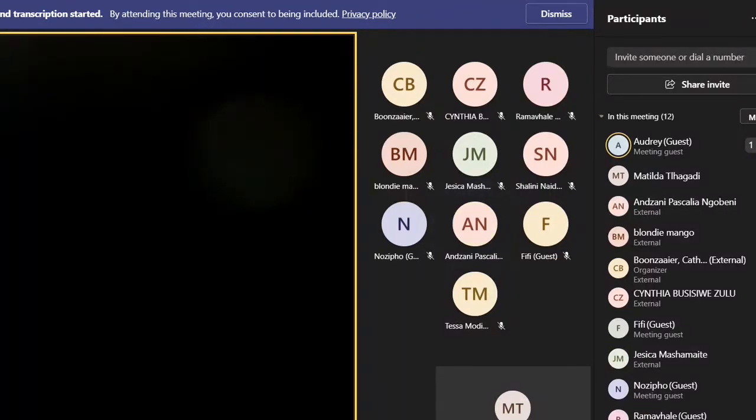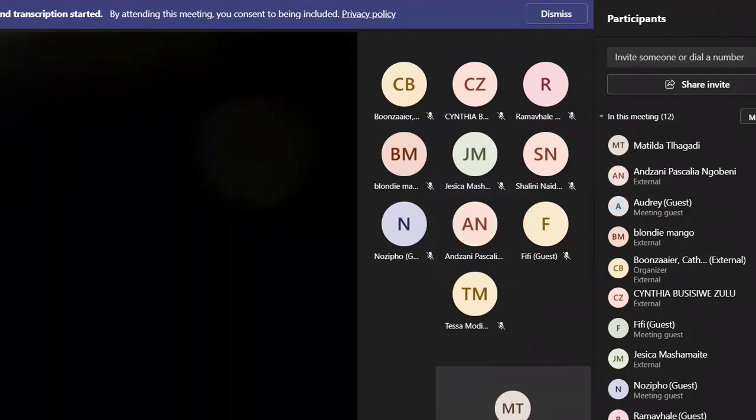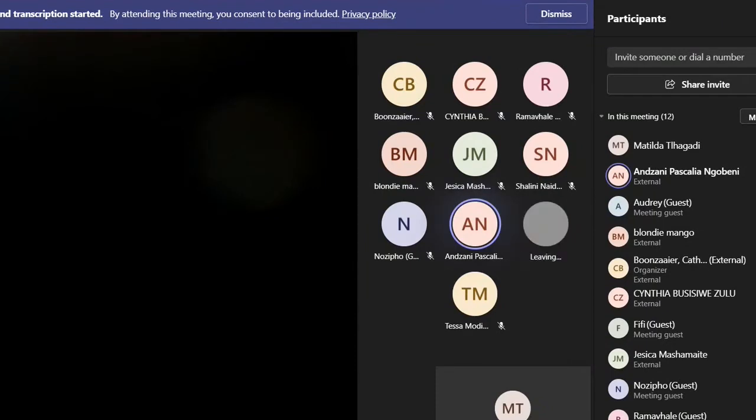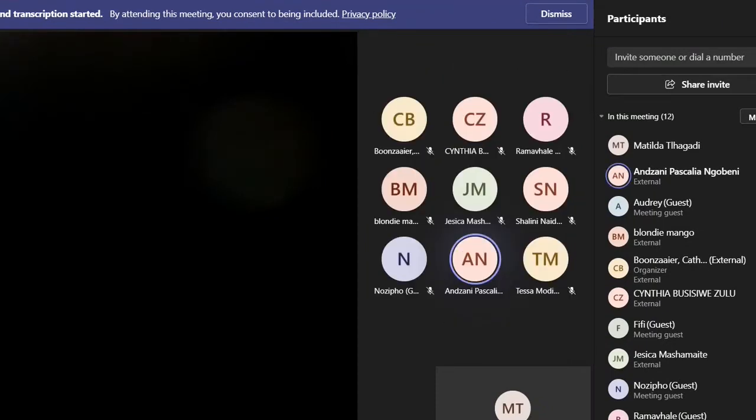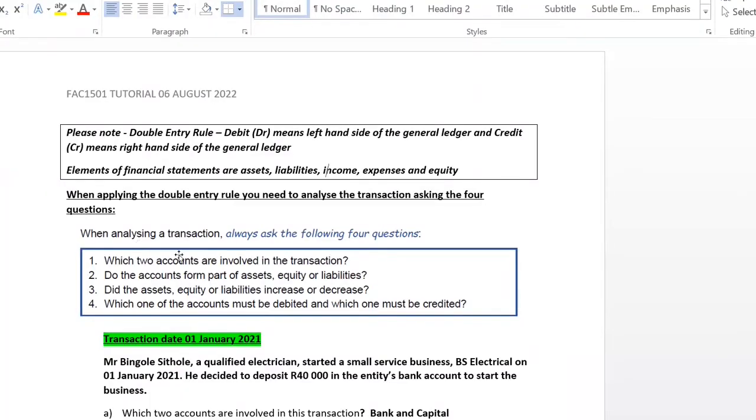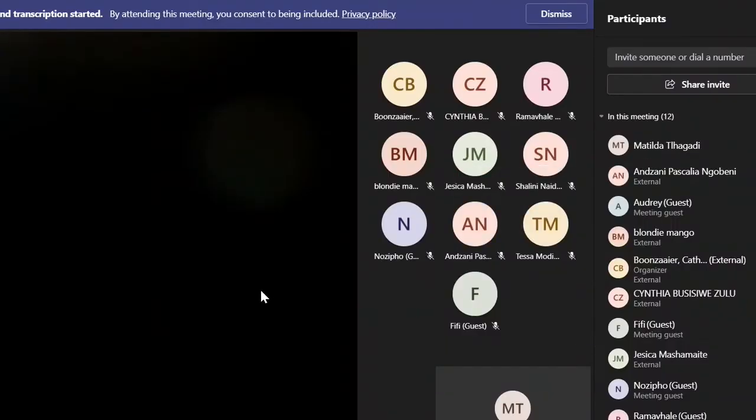So we've got two answers. Both income and asset are increasing, and bank is decreasing and income is increasing. Which one is right? Guys, which one is right? So the answer is, guys, remember, an asset increases when... So I'm gonna just give you an example.